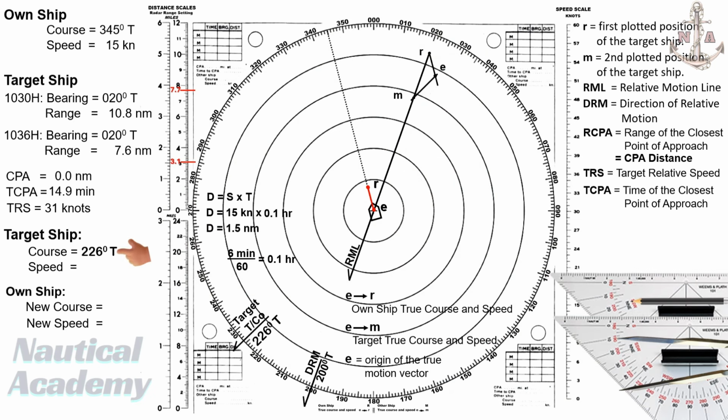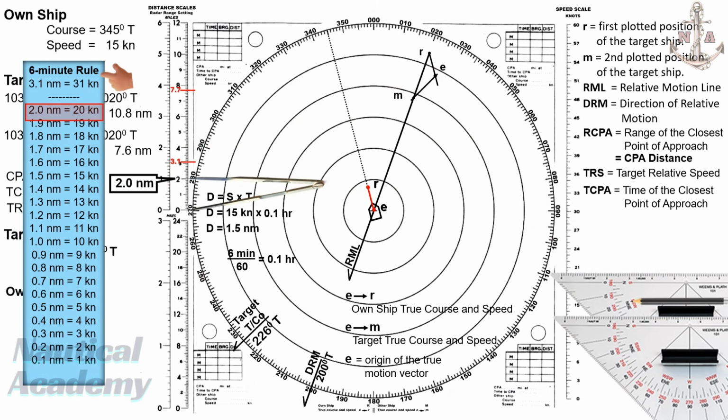Next, measure the distance from point E to M. Bring the compass divider to the 12-mile range scale. The distance is 2.0 nautical miles. In the 6-minute rule, it corresponds to the speed of 20 knots. Otherwise, you can determine it using the formula. Speed is equal to distance divided by time. So the target true speed is 20 knots.